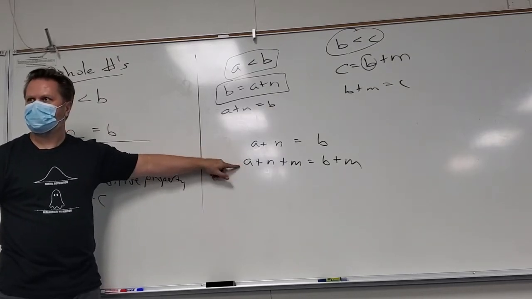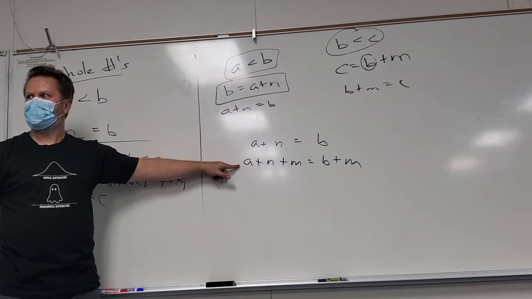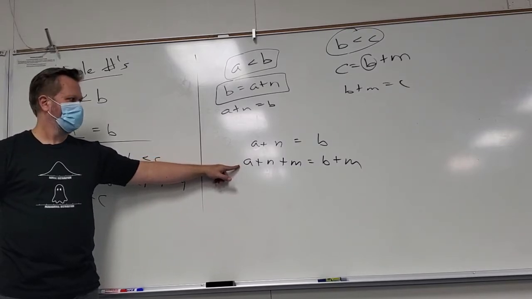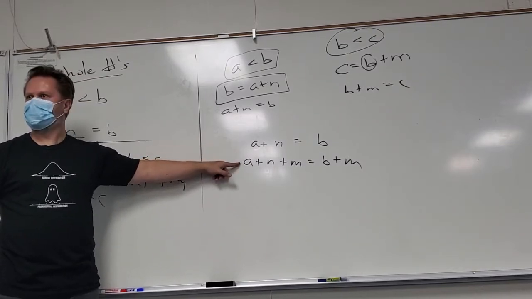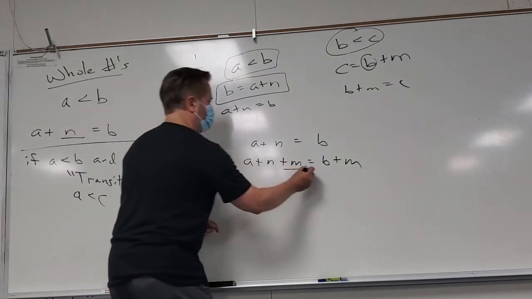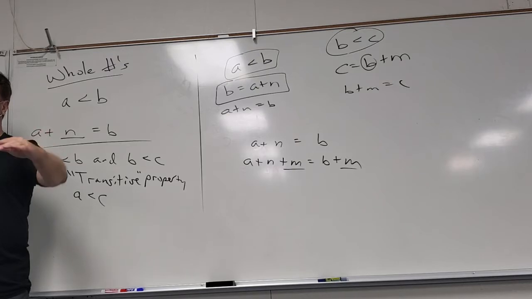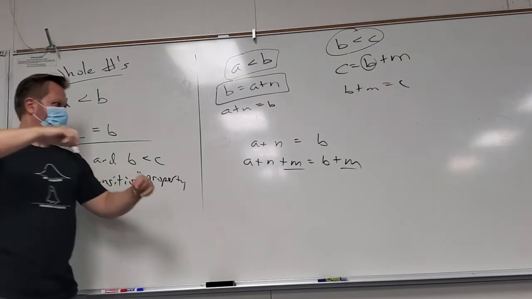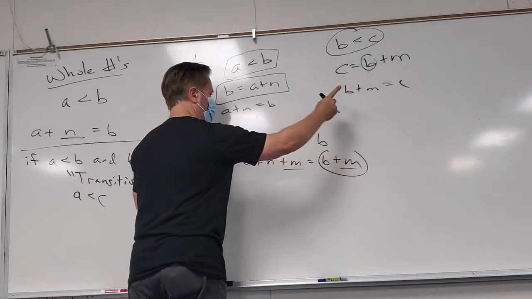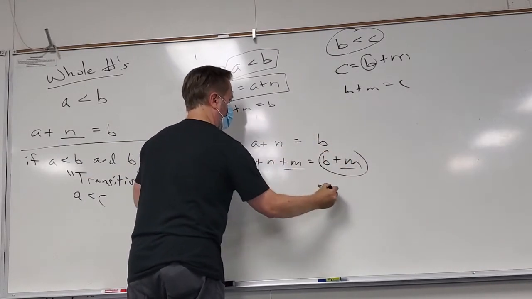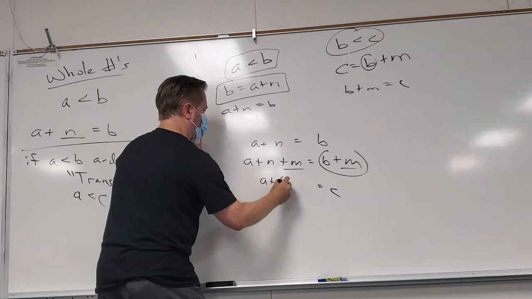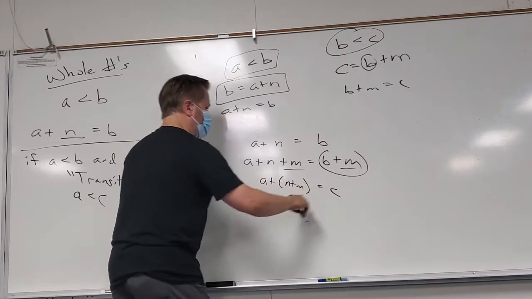What did I just do on this line? What did I do from here to here? Added the same thing to both sides. That's completely legal, right? If I increase both by the same amount, they're still equal. Okay. But what is B plus M? C. So this says A plus something is C.